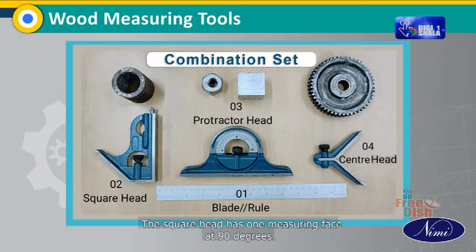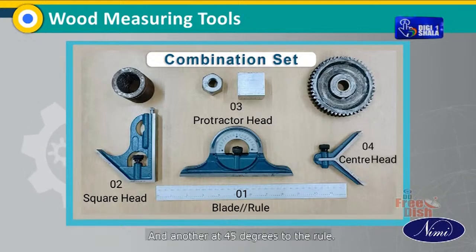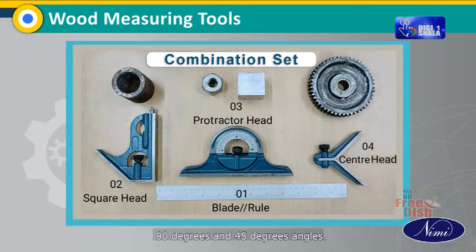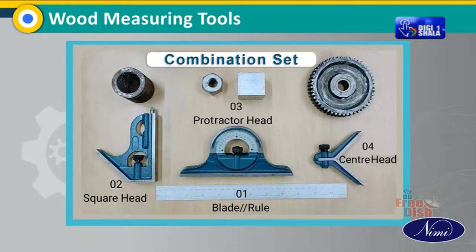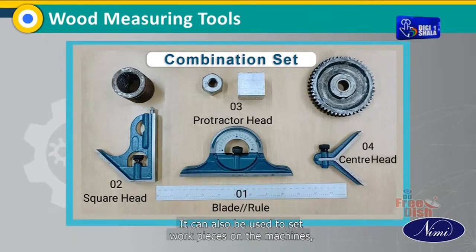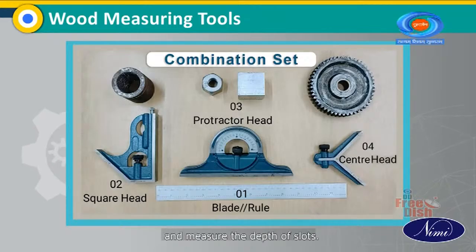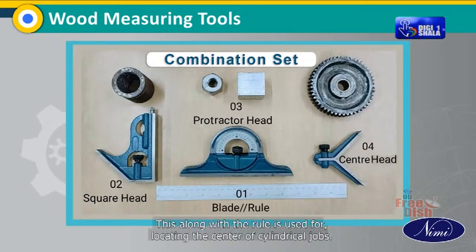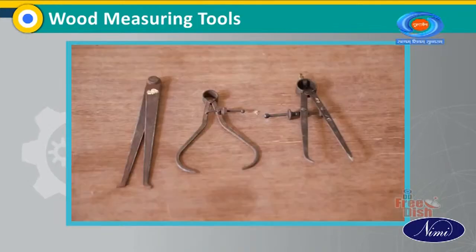Square head. The square head has one measuring face at 90 degrees and another at 45 degrees to the rule. It is also used to mark and check 90 degree and 45 degree angles. It can also be used to set workpieces on the machines and measure the depth of slots. Center head. This, along with the rule, is used for locating the center of cylindrical jobs.